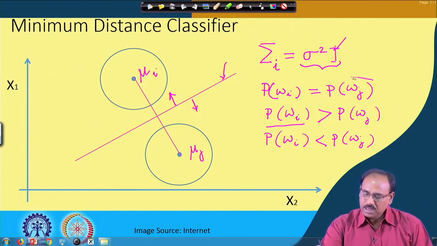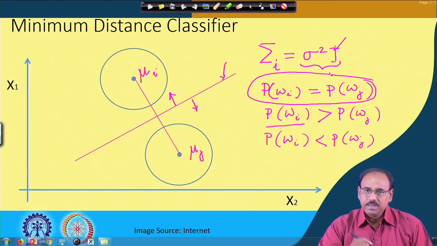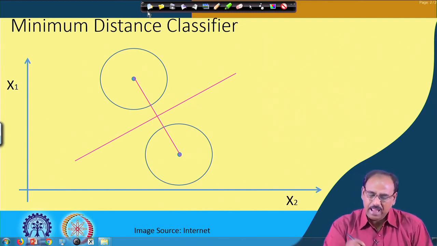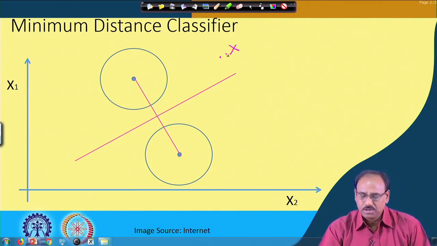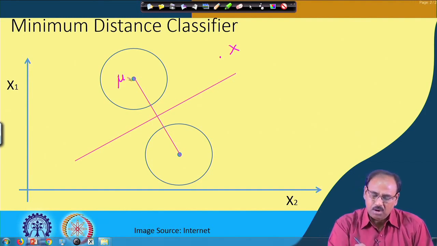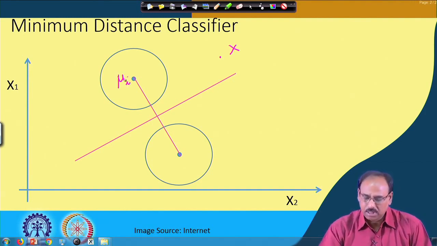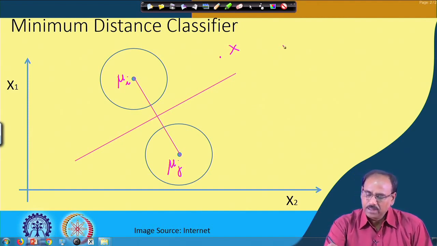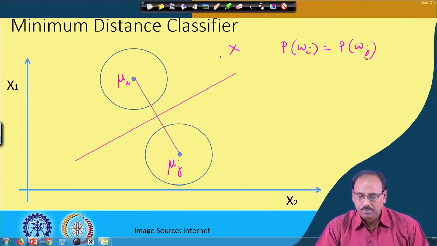Particularly, when p of omega i is equal to p of omega j, my decision boundary is the orthogonal bisector of the line joining mu i and mu j. Suppose I have an unknown feature vector, say x over here, which I need to classify. This is mu i, the mean of the vectors belonging to class omega i, and this is mu j, the mean of the vectors belonging to class omega j. Here we are assuming that the a priori probabilities p of omega i and p of omega j are equal, that means the classes are equally probable.